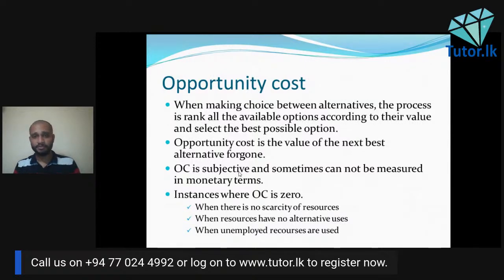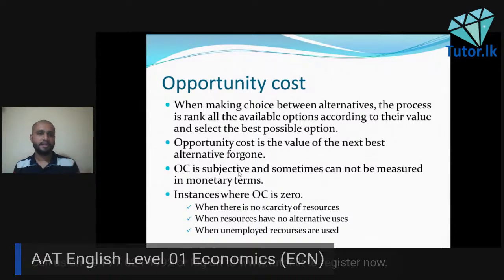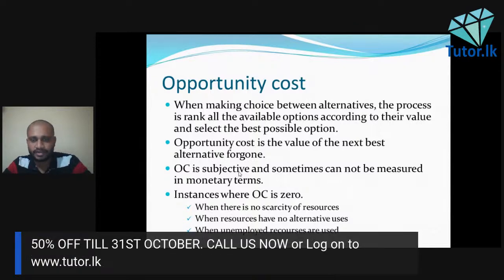The other thing you need to keep in mind is that opportunity cost is subjective and sometimes cannot be measured in monetary terms. Why are we saying opportunity cost is subjective? Let's say there are four alternatives based on individuals. I'm ranking those according to my preferences, and I'm assigning certain values. First one, the value is this. Second one, the value is this. Third one, value is this. Fourth value is this. Another person's ranking might differ. So his value is first one, second one, third one, and fourth one.